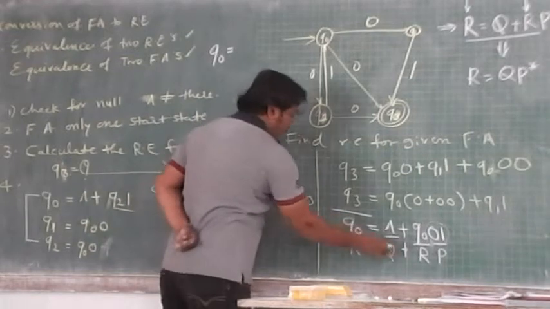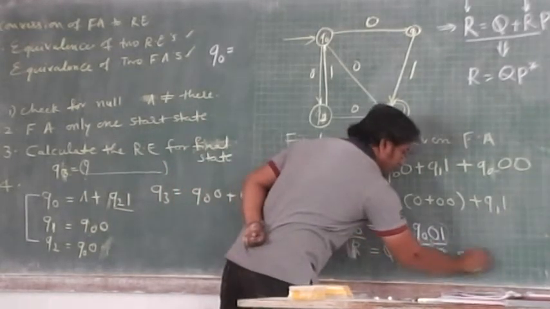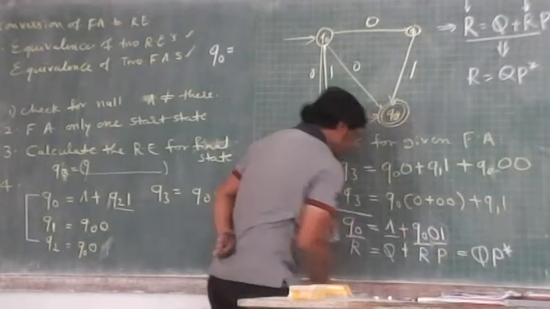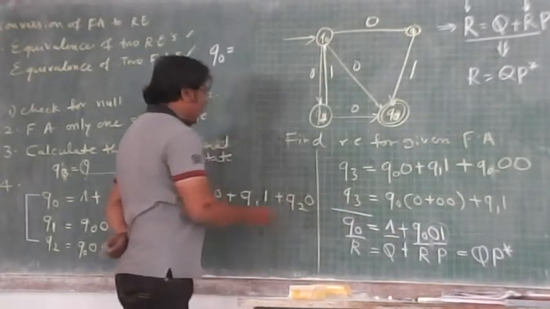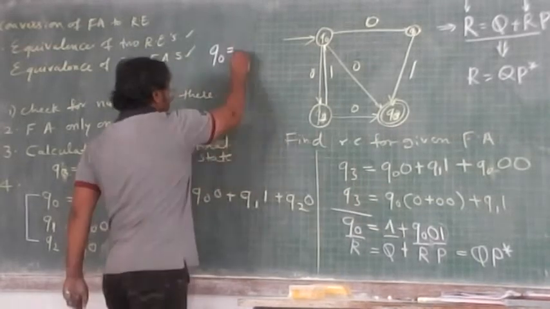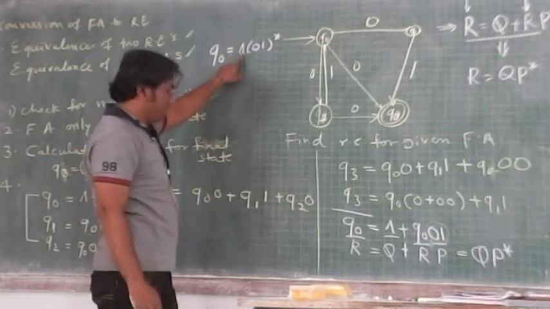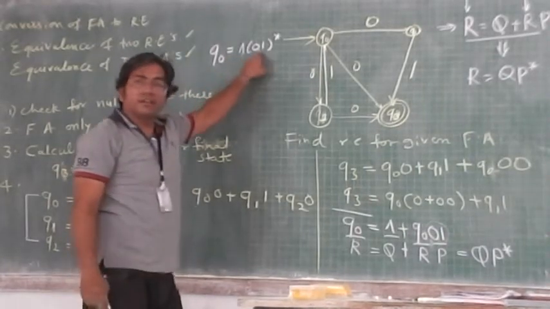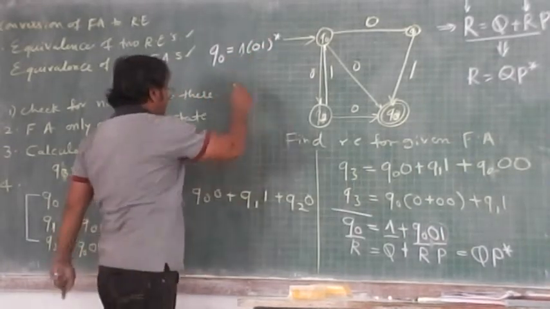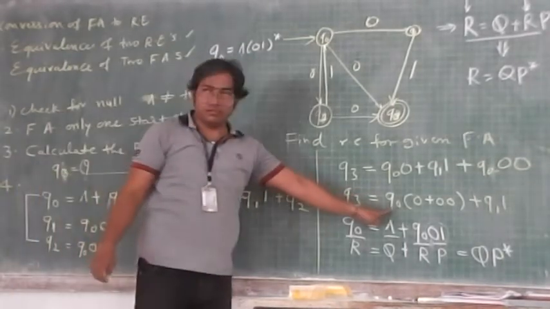So now at this point I get Q0 is equal to, what is the value of this? This is equal to QP star. So what value of Q0 will I get? Null plus 0 1 whole star. This is Q, and this is P. I have done the star. So ultimately 0 1 star I am getting. So this Q0 value I got.